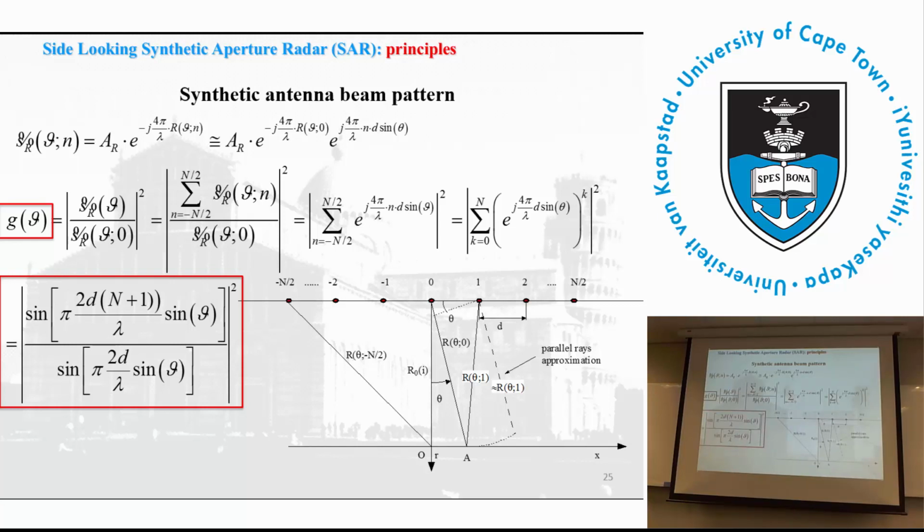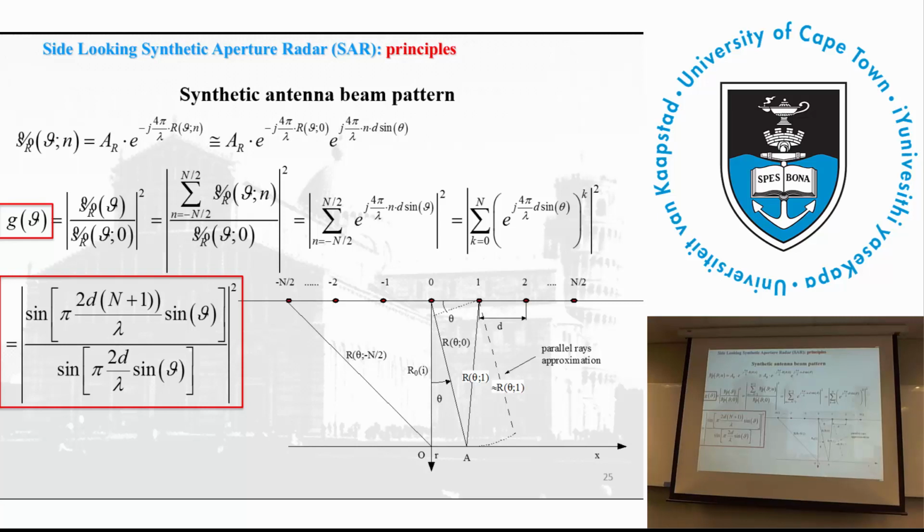Also, for this particular case, our q is complex, so it doesn't matter. If you calculate this, I saved all the calculation, you end up with a sine over sine type of expression, and this is the final form of this array factor.